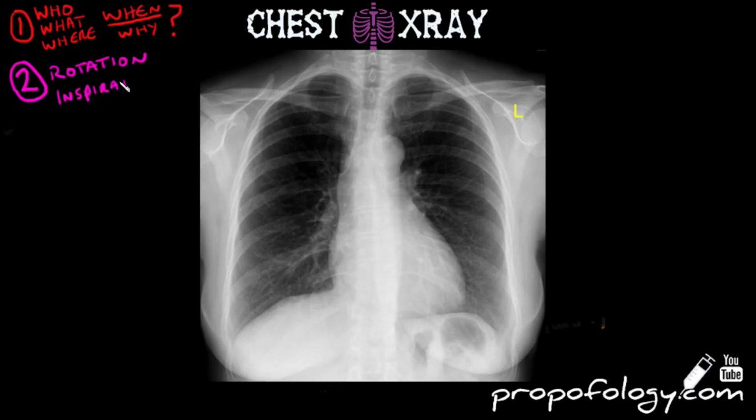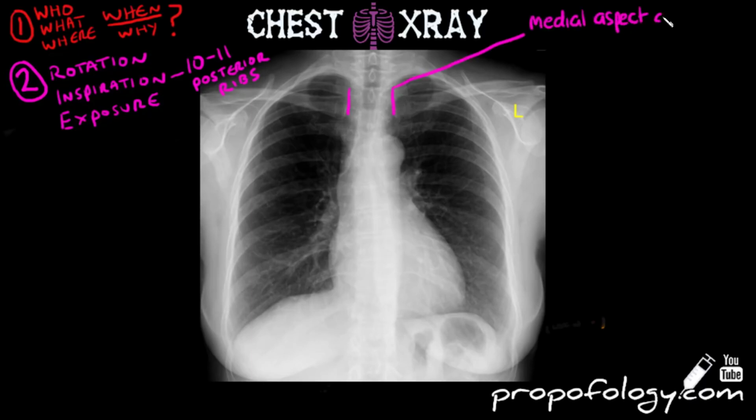The rotation: are the medial ends of the clavicles equidistant from the spinous processes? Inspiration: is it adequately inspired? Are 10 to 11 posterior ribs seen in each lung field? And how is it exposed? Is it too bright, too dark, and can you see everything that you need to see?